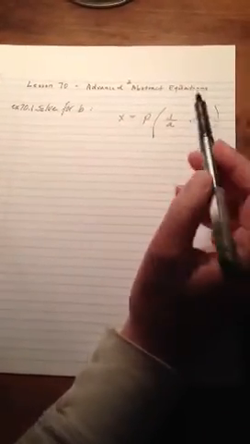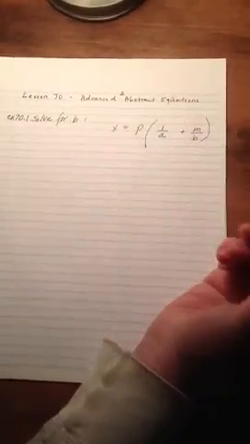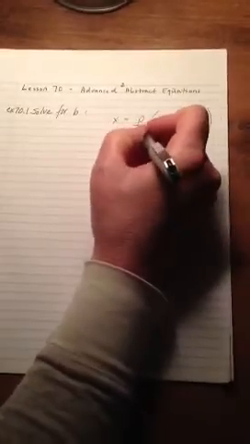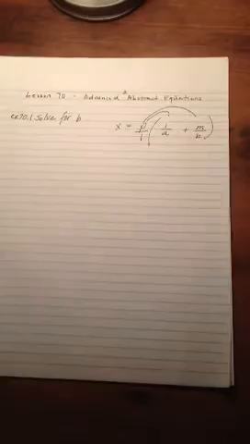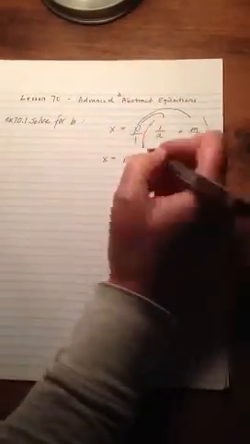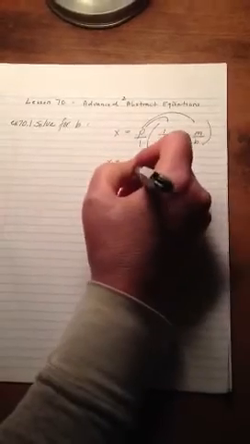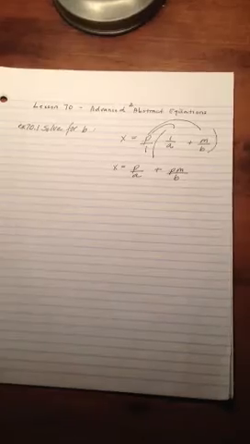We just have a set of parentheses and a letter that we need to distribute. The only trick is to remember that that's over 1. So now we have X equals P, and I'm going to simplify that to P over A, plus PM over AB.